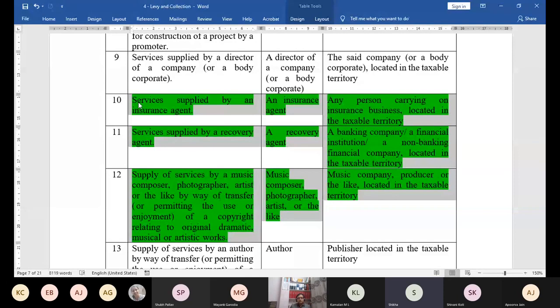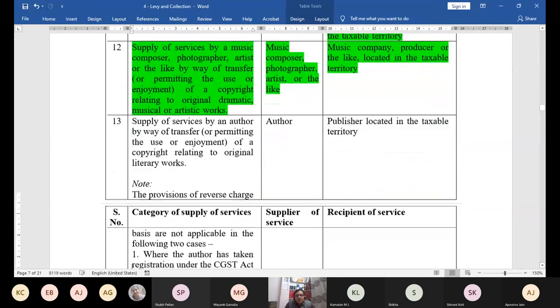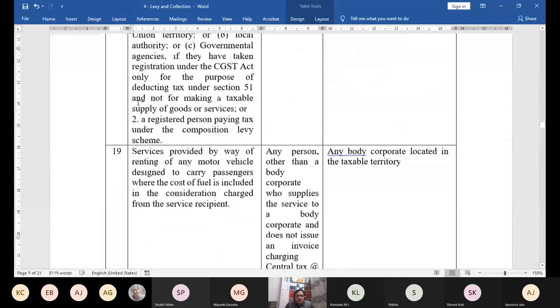Sir, we may start with the discussion. Okay. So I hope everyone has noted down these also: insurance agent, recovery agent, and composer, etc. Now, two services are additional.